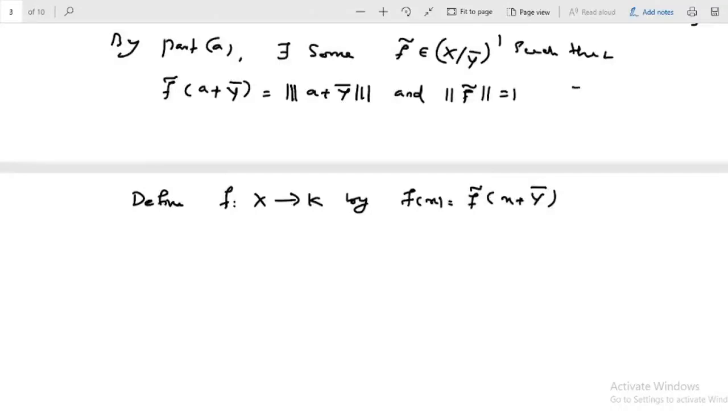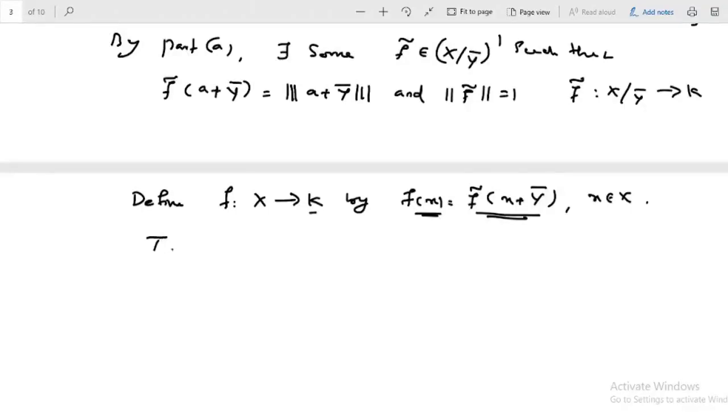F tilde, we know that f tilde in x by y closure, that is f tilde is from x by y closure to k. Therefore f tilde of element is in k. Therefore this is in k. It is a map from x to k. F of x is equal to f tilde of x plus y closure for x belongs to x. It's a map from x to k. Now we can show that this f is linear and continuous. Then f belongs to x dash.